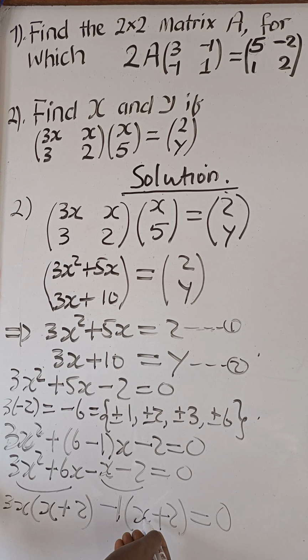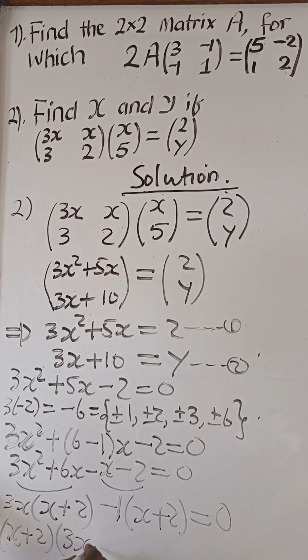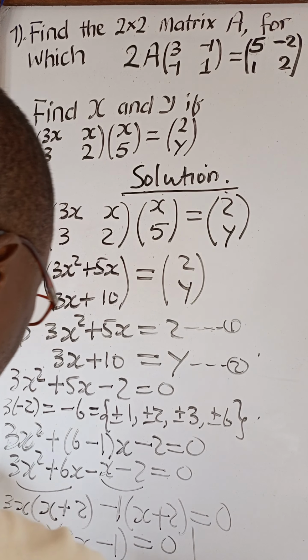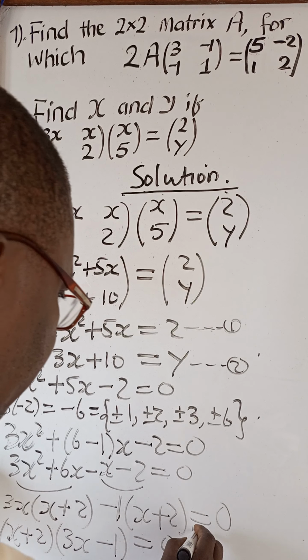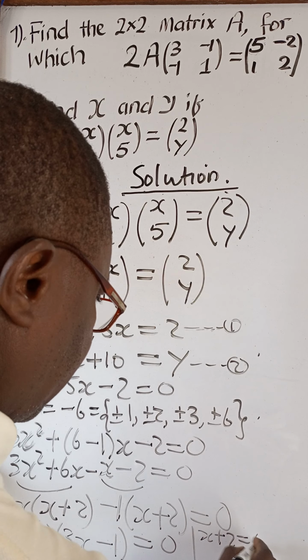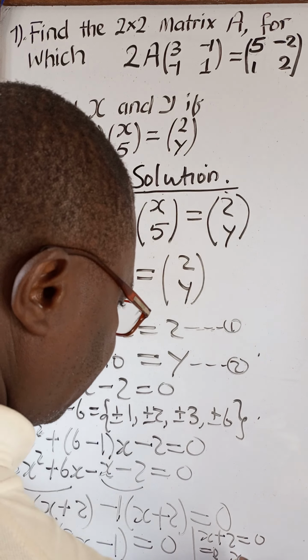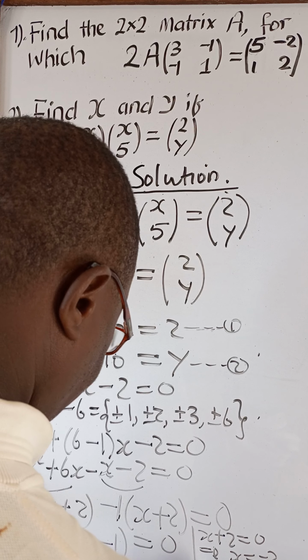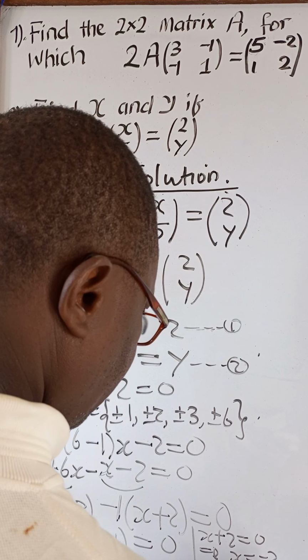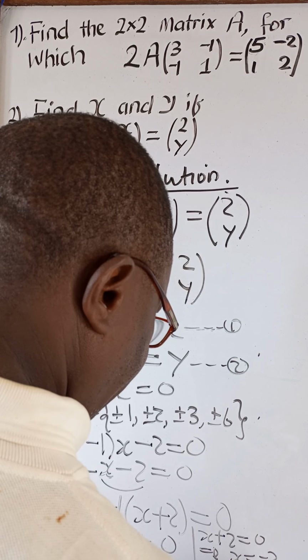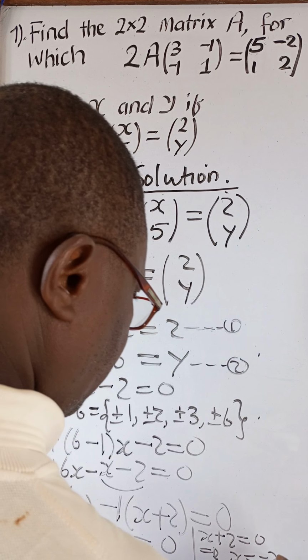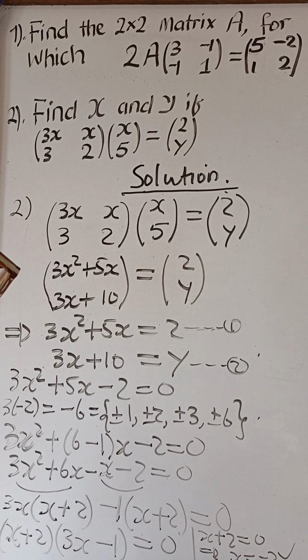But we don't stop here. We have x plus 2, x plus 2. So we'll continue. x plus 2 is common, so we'll bring it out. Here we'll have x plus 2 times 3x minus 1 is equal to 0. The product of two expressions giving us 0 means either this is 0, in which case x is equal to negative 2, or this one is 0, in which case x is equal to 1/3. So we have x as negative 2 or x as 1/3. Those are the two values of x.